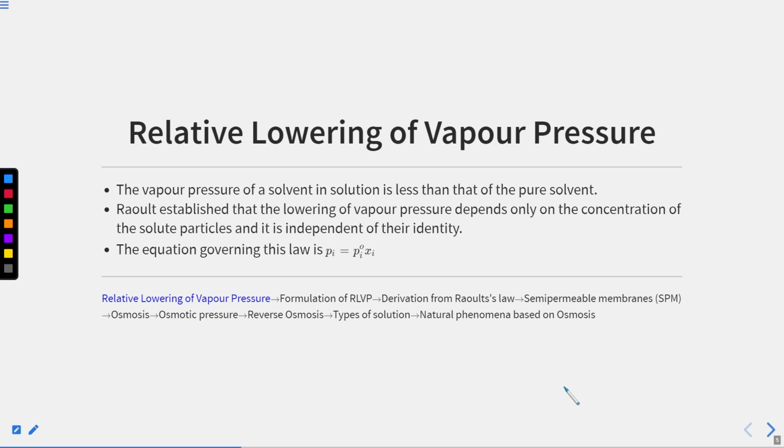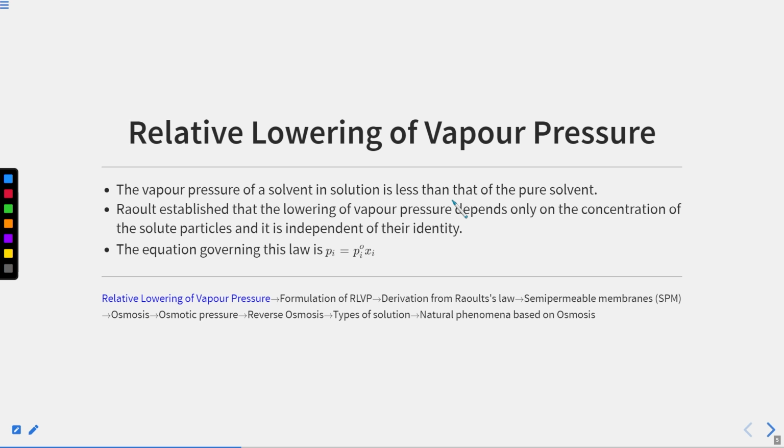So the first and foremost is the relative lowering of vapor pressure. What is this relative lowering of vapor pressure and why does it happen? I am saying from the beginning that when we are studying this colligative property, the solute particles which we are adding should be non-volatile in nature.